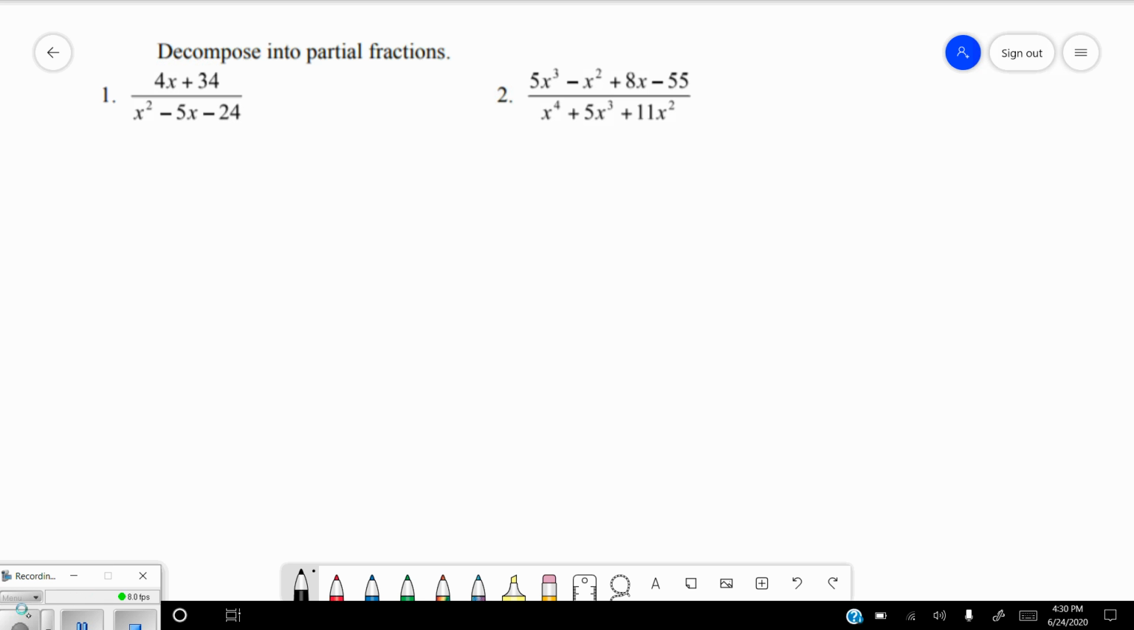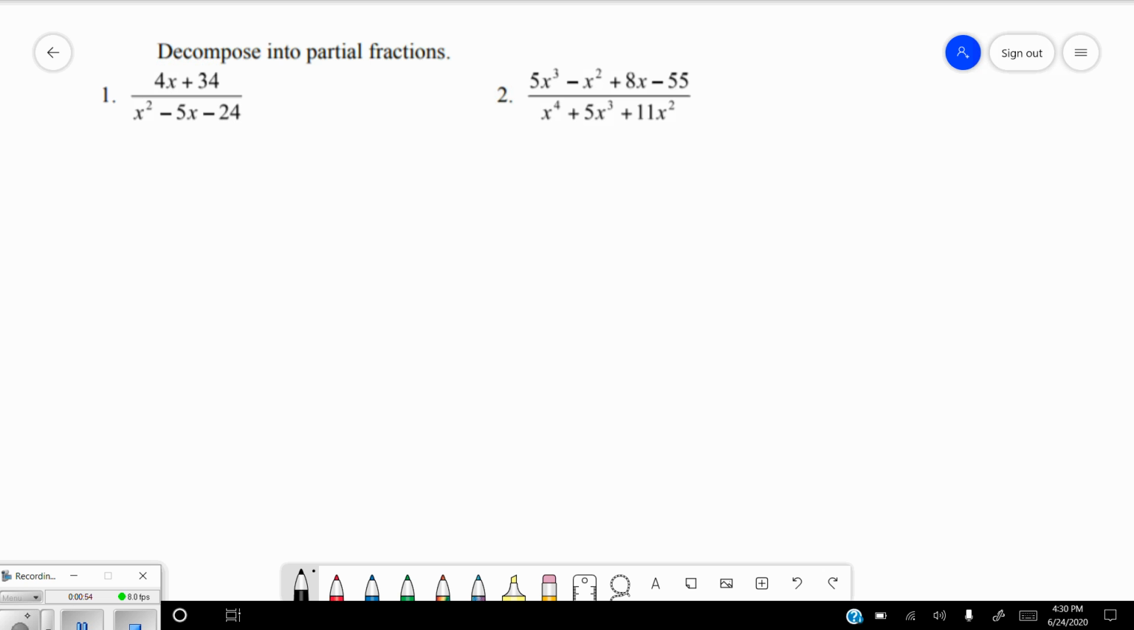So what does it mean to decompose into partial fractions? Well, as you can see here, I have two rational functions. They are each individual, just one fraction. But I can break each one of these things down into partial fractions. Well, let me show you what I mean by that. Let's take it the other way. We're going to do something that we've already seen before.